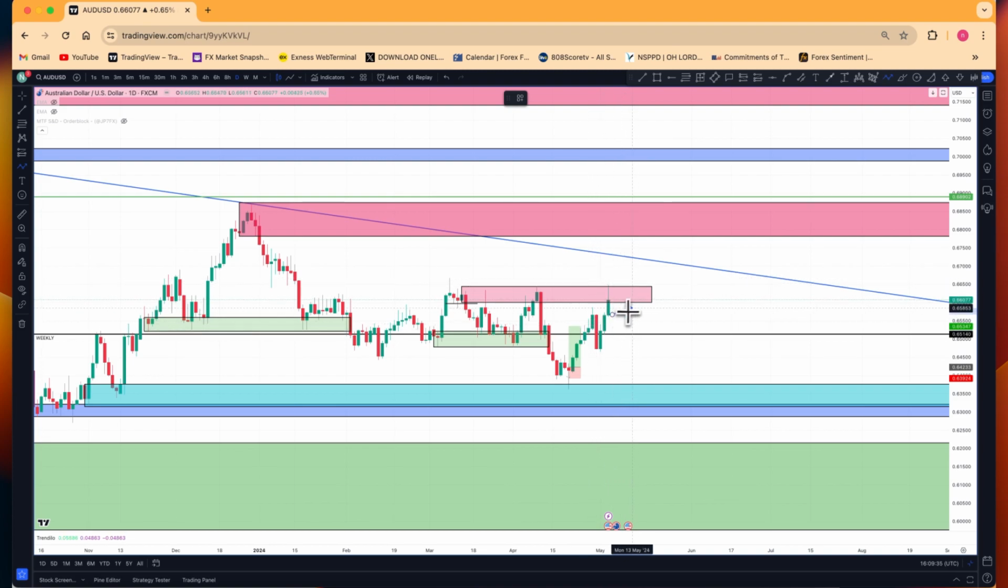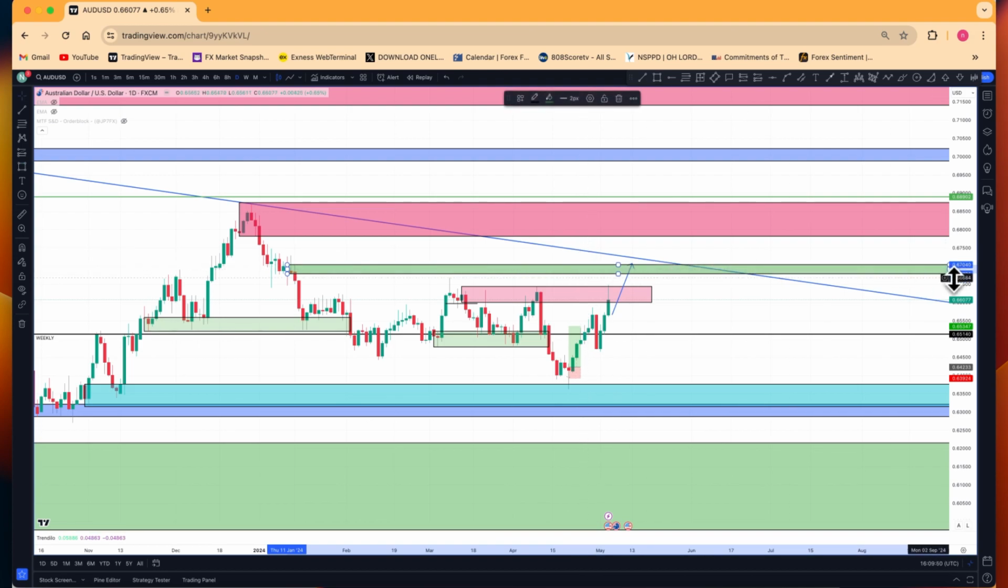And where was the last area the bank used to drop the market? It was around this area. I didn't mark out this area as a supply zone for a reason. It's not really a supply zone to me.